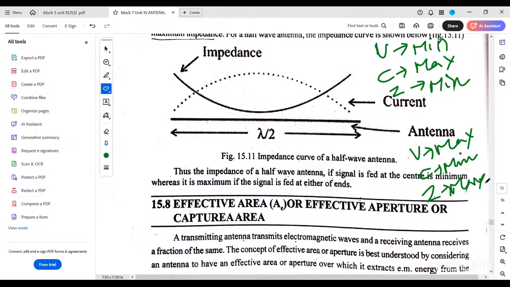In this diagram we have a bubble shape. Here, the impedance is maximum at the two ends. If the impedance is maximum at the two ends, what is the status of voltage and current? Voltage is maximum, current is minimum. Across the middle, the impedance is minimum. Impedance minimum means current is maximum and voltage is minimum. That's it, this diagram. Understood?